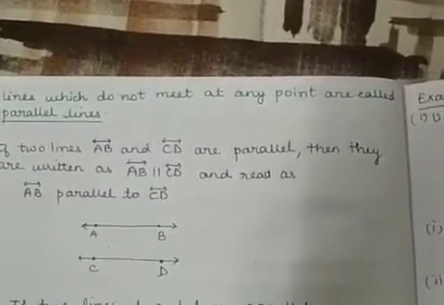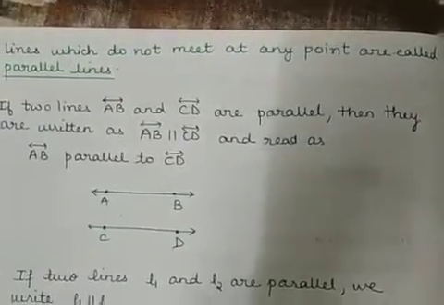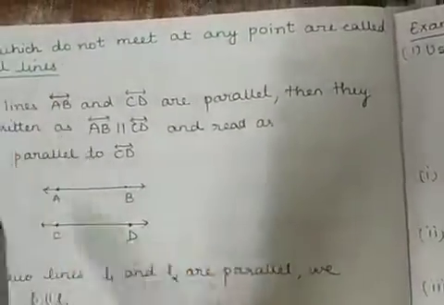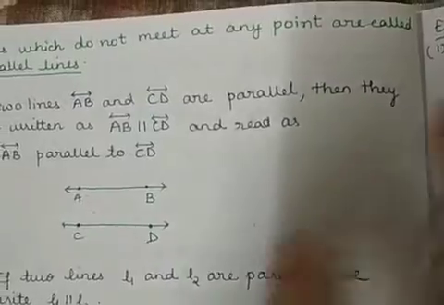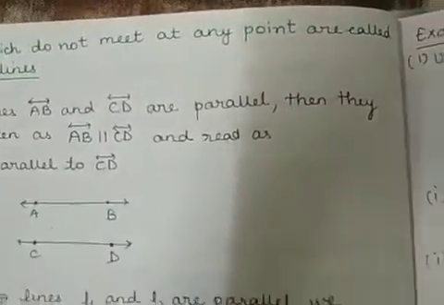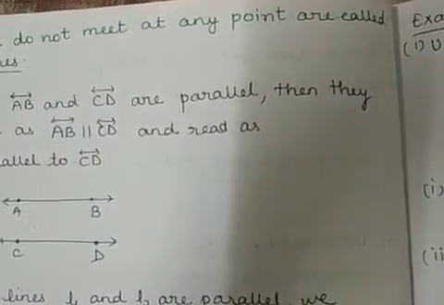Intersecting lines will meet at some point and parallel lines will not meet at any common point. So these are parallel lines and intersecting lines. Now, how do we denote lines which are parallel?